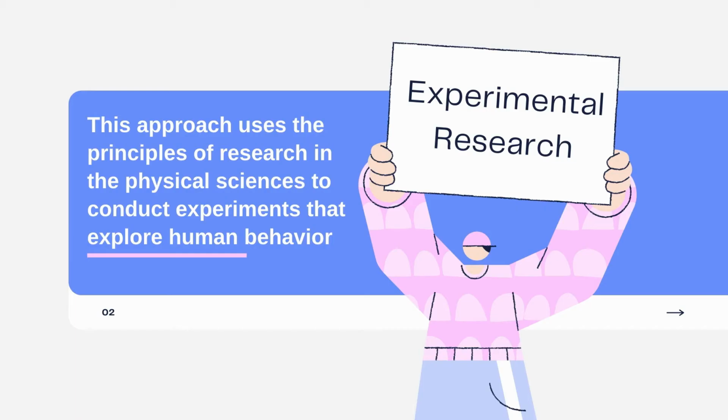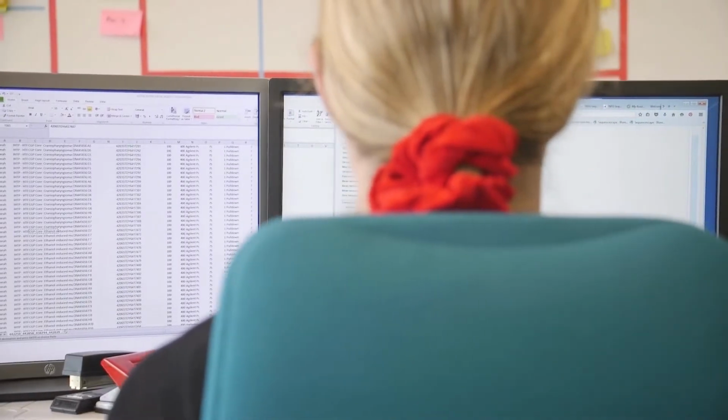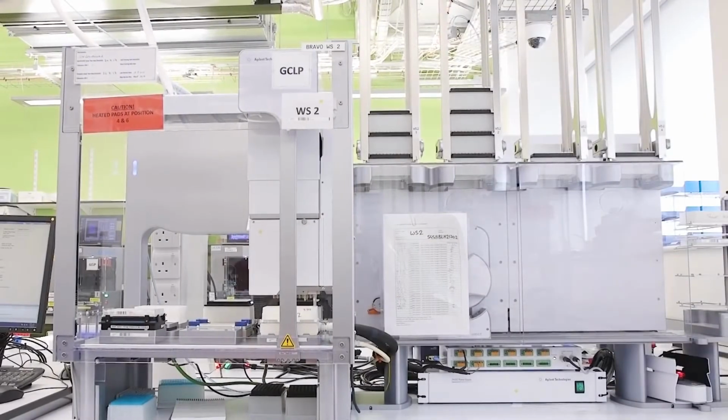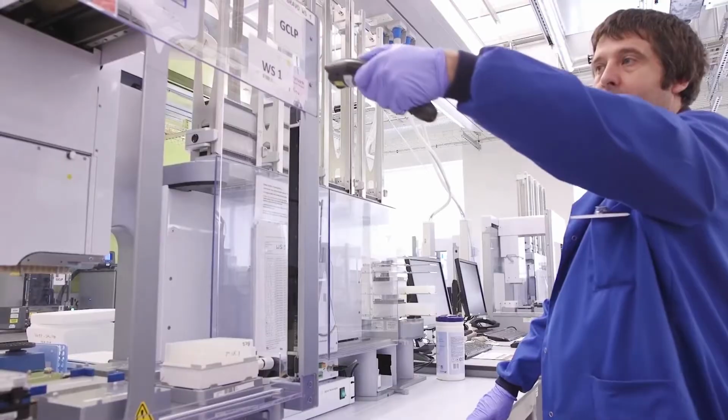Experimental research is the most well-established quantitative methodology in both the physical and social sciences. This approach uses the principles of research in the physical sciences to conduct experiments that explore human behavior. Researchers choose whether they will conduct their experiments in lab settings or real-world settings.